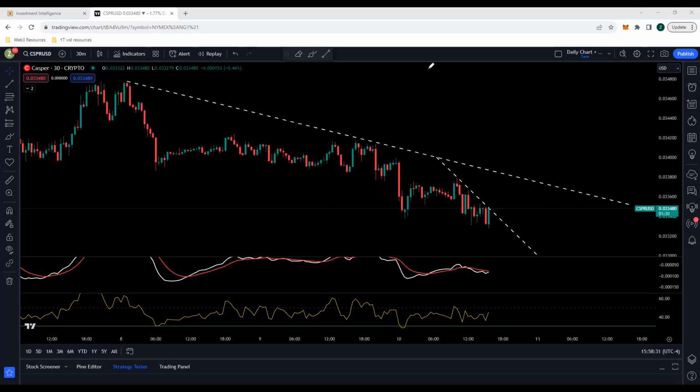And remember, this is all a top-down analysis, right? So now we're on the smaller time frames. We're seeing some bullish divergence. We're seeing a potential bullish pattern. It hasn't been confirmed until we get the breakout.